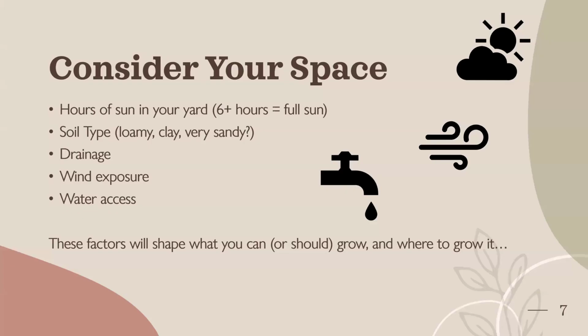So another important thing to consider is your own space. How many hours of sun does your yard actually get? Some places get 6+ hours, and that would be considered full sun. Anything less than 6 hours of full sun in a day, and you're probably going to have partial sun, is what you would categorize that as. Or you might not get any sun in the backyard. And that still doesn't mean you can't grow anything. It just might not be the best space to put plants that necessarily need full sun.